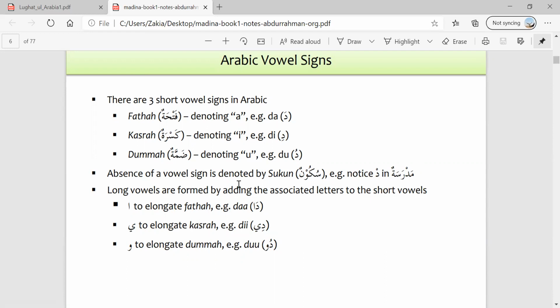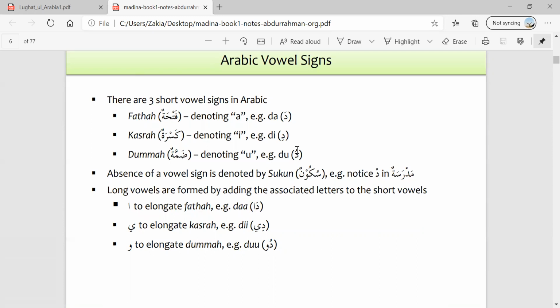If there is a letter where there's no vowel present, so there's no Fatha, no Kasra, and no Dhamma on it, we call it a Sukoon. A letter without a vowel is Sukoon or Sakin. Okay. And if you notice in the word madrasatun, you have the dal here with a sukun, with a small circle.